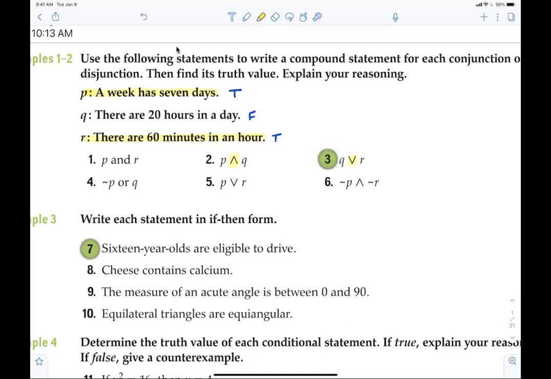So now, someone else for 5. Go. A week has 7 days, or there are 60 minutes in an hour. Correct. Very good. And then what would you say for that? True.